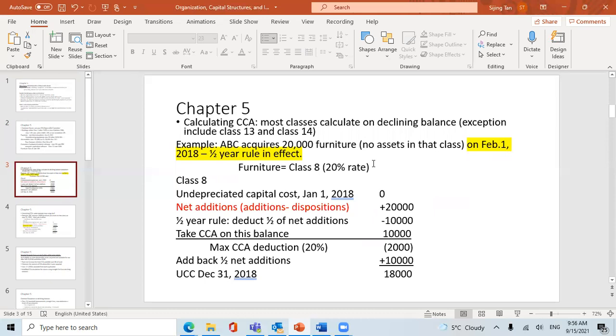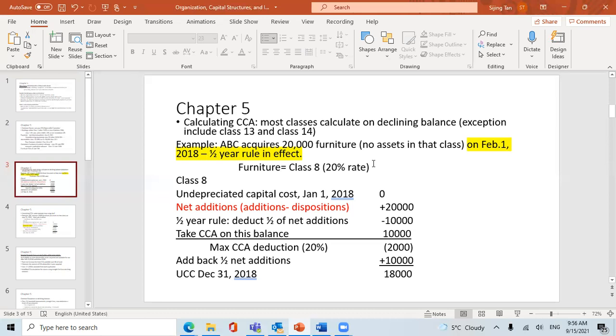So we're going to just use some normal examples. This is for furniture, class 8. ABC acquired $20,000 of furniture, and there are no other assets in that class, so that's the only asset under class 8, acquired on February 1st, 2018. Because it's before November 21st, 2018, the half-year rule applies, right? So how are we going to do the calculation? We start with our undepreciated capital cost, UCC, on January 1st, 2018, which starts at 0, because we just acquired this on February 1st, right?